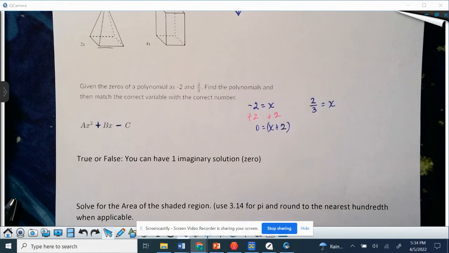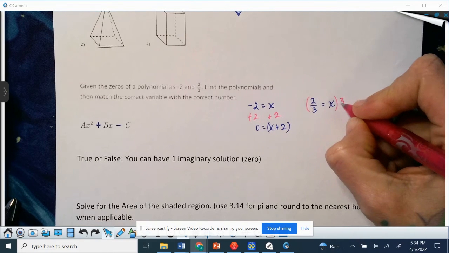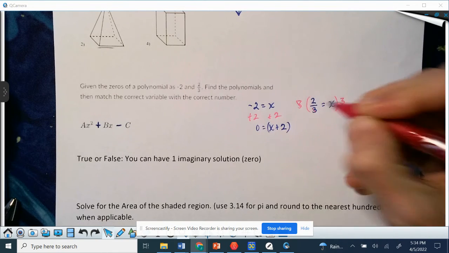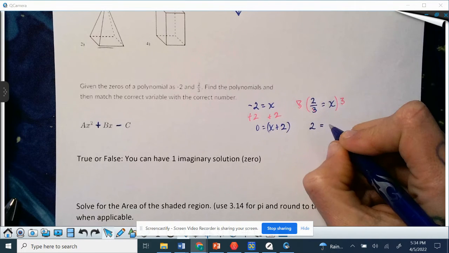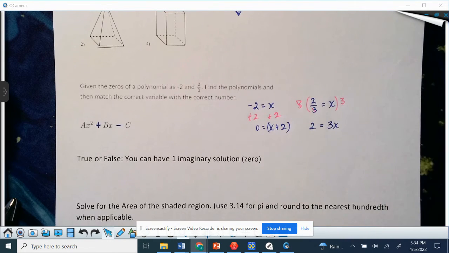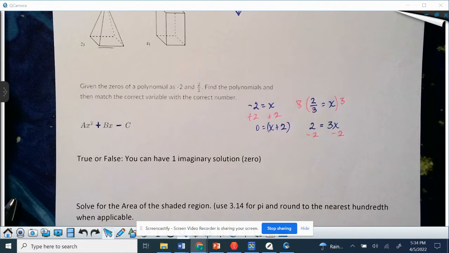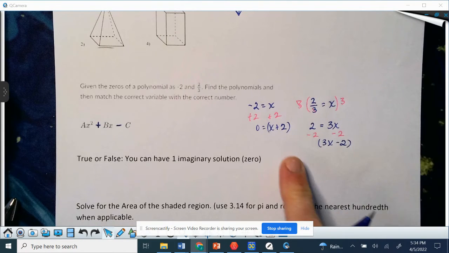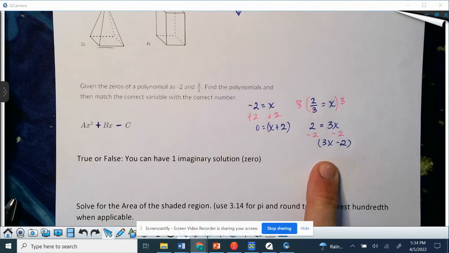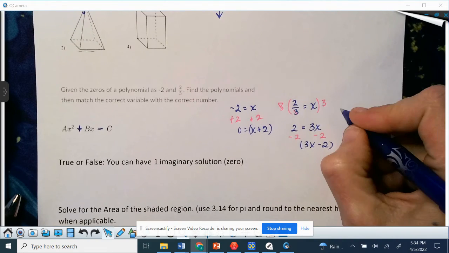And then with the 2/3, I can't say it enough, you cannot have fractions in the factors. So that's not an option. So we have to figure out how to get it non-fraction looking. So it's going to be 3x. Again, I still want to be equal to 0, so I'm going to subtract 2 from both sides. And that's going to give me 3x minus 2. So my two factors are x plus 2 and 3x minus 2. The easiest way is to now multiply these two together.